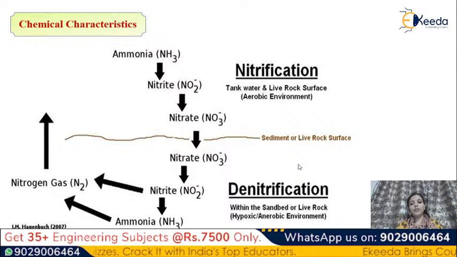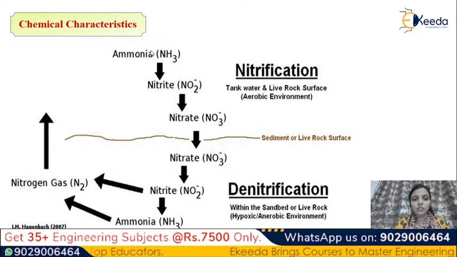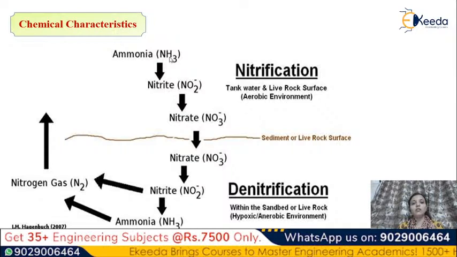This is the nitrification and denitrification cycle. As we have already discussed, free ammonia is the indication that the sewage degradation, the decomposition process, has just started. After some time that ammonia will get converted into nitrite. Nitrite is the intermediate state between ammonia and nitrate. Nitrite means incomplete decomposition of sewage, or stale sewage. It represents that the sewage is stale in nature.